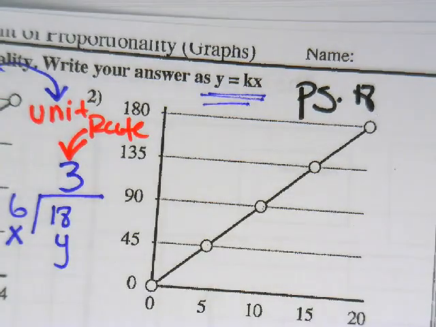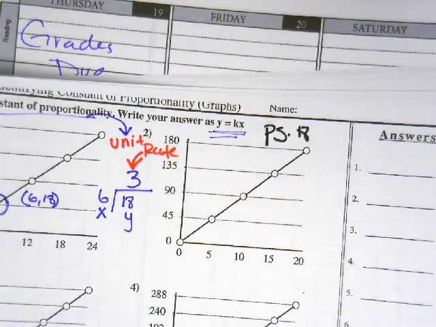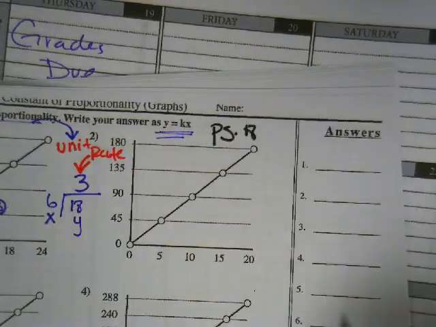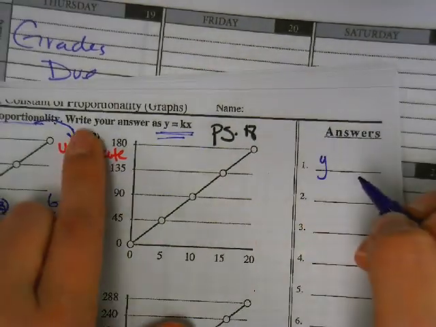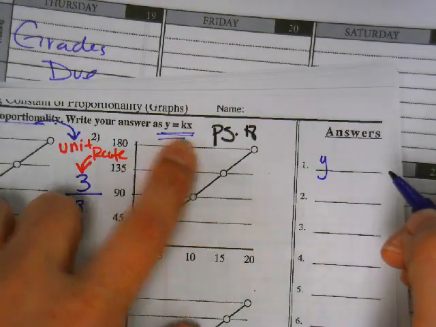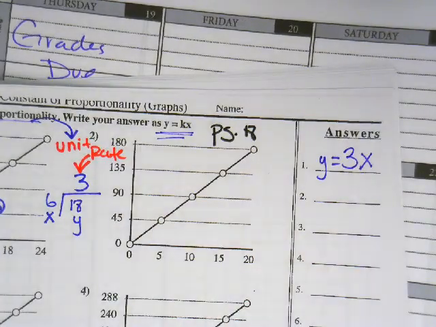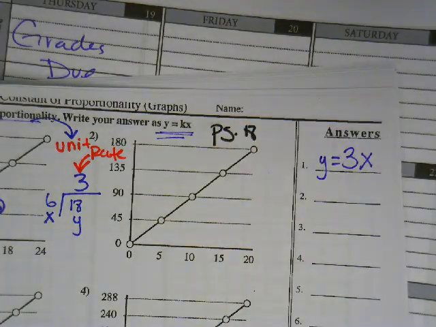All right, now give me your answer. What would be the correct answer for number 1? How do they want you to write your answers? They want you to write your answers as an equation. So y equals 3x. Where did I get the 3? From dividing. That's my unit rate, my constant of proportionality. But they don't just want 3. They want y equals 3x.